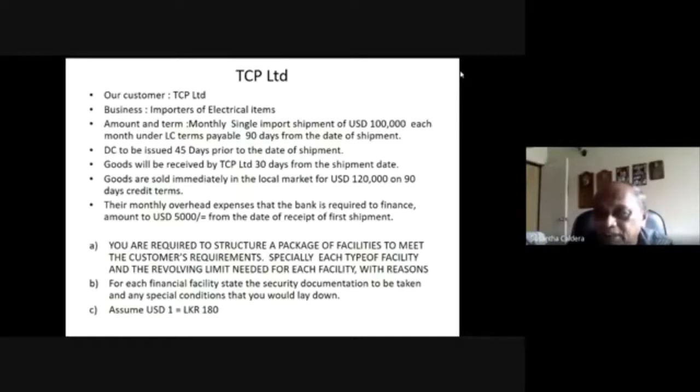What is that general thing? GSA, General Security Agreement, and Bill of Exchange duly accepted by the customer. That is good security documentation that we can go to courts with, right? That's all.